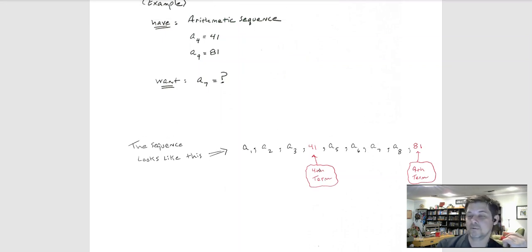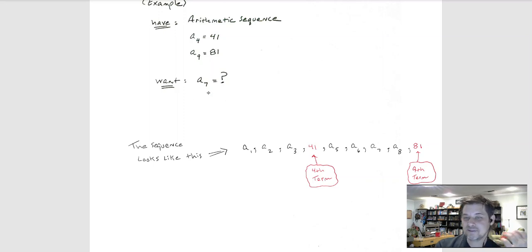I've written out already what this sequence looks like, okay? I don't know the first term. A1 is the first term. I don't know the second and third terms either. That's what A2 and A3 are. I do know the fourth term. That's 41. I don't know the fifth, sixth, seventh, and eighth terms, but I know the ninth term is 81, okay? So fourth term's 41, ninth term is 81, and I don't know the rest of them.